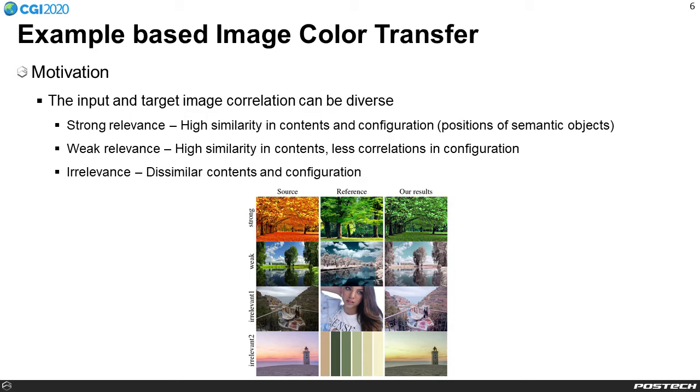So we started to dig into the problem, and while doing it, we found that there are categories of relations between input and target image pairs. Those are strong relevance, weak relevance, and irrelevance. The image pairs in strong relevance have similar contents as well as configuration. The configuration here means the object location. The image pairs in weak relevance have similar contents but less similar configuration. And the irrelevance pairs do not share any similarity in both contents and configuration.